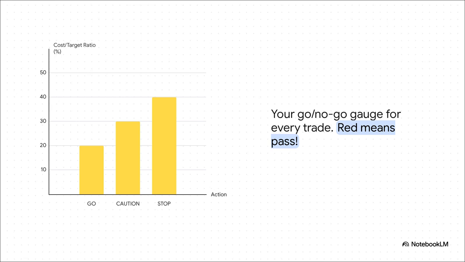Go for it. Take the trade. If it's between 20 and 30%, that's a yellow light. Proceed with caution and really only if you have a proven high win rate. But if your costs are more than 30% of your target, that is a hard stop. You pass on the trade.